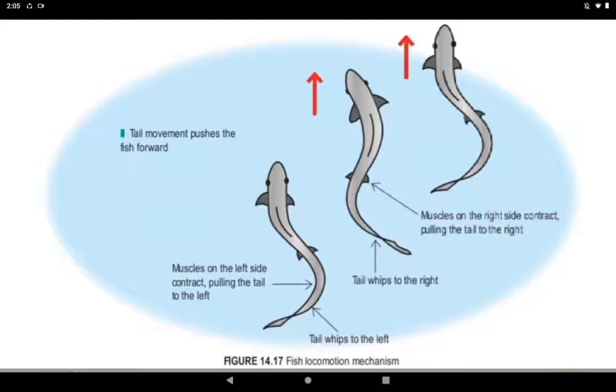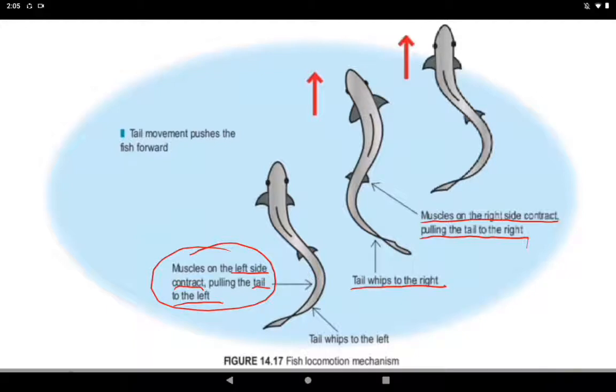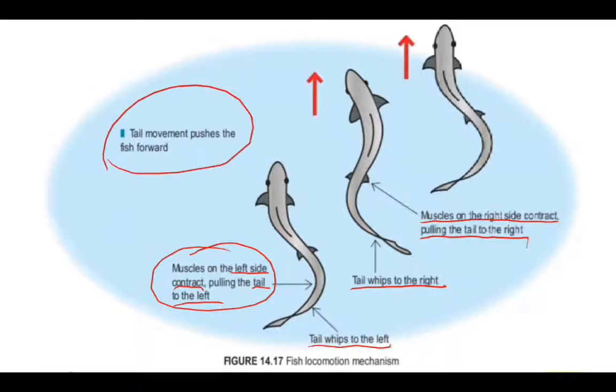Okay, when muscles of the left side contract, the muscles on the right side will relax. So when the left side contracts, the tail will be pulled to the left. Okay? And when muscles on the right side contract, muscles on the left side will relax. So muscles on the right side contract, pulling the tail to the right. Okay? So just remember, if the right side contracts, the tail whips to the right. If the left side contracts, the tail whips to the left. Okay? So this is what pushes the fish forward.